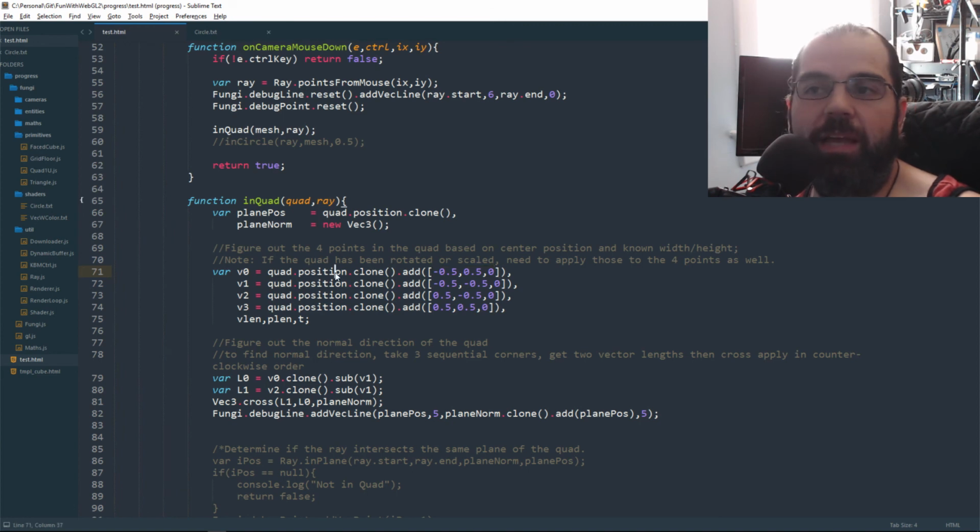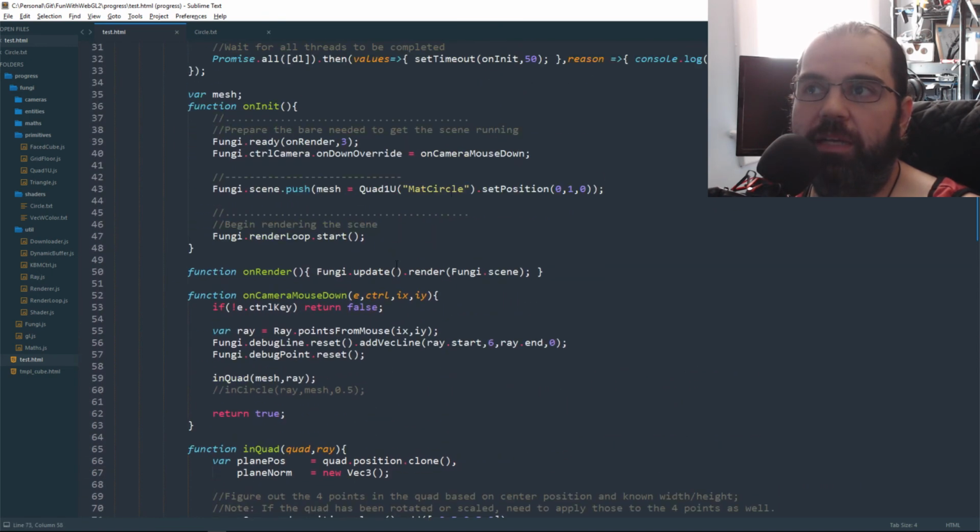Once you know its width and height, this is what these values are. I have to add it to position, because we didn't do this with triangles, but with quads, I'm showing you that you need to keep everything in world space. So even though we need to know its plane position and its plane direction, all the points on our quad have to be in world space. So these are all local space values.